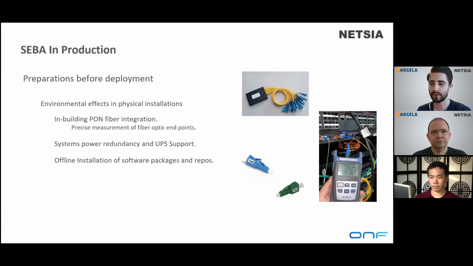In terms of physical conditions, especially in customer premises and building deployments, it's an important point that the fiber cable ends are free from dust and cleaned properly. In terms of infrastructure, it's another important point that all systems deployed in the main data centers have power redundancy and UPS support for emergencies. It's important to be able to deploy the SEBA system offline, regardless of the status of external internet connection at the installed sites. It's very useful to have software packages and repos available on local servers.